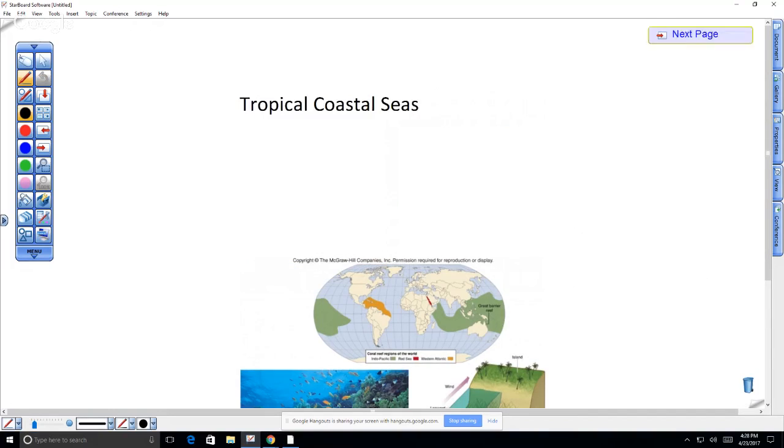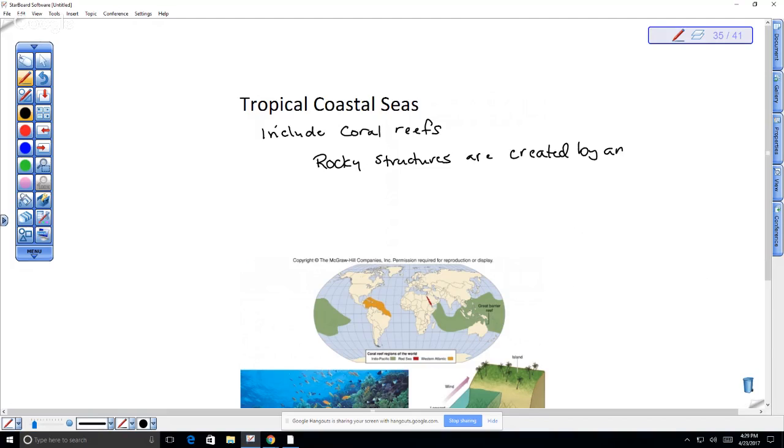Okay, so let's look at the tropical coastal seas. These include coral reefs. The one thing that's really interesting about the coral reefs is that the reefs themselves are hard and rocky, and they are actually created by animals. The rocky structures are created by animals, and corals will secrete calcium carbonate.